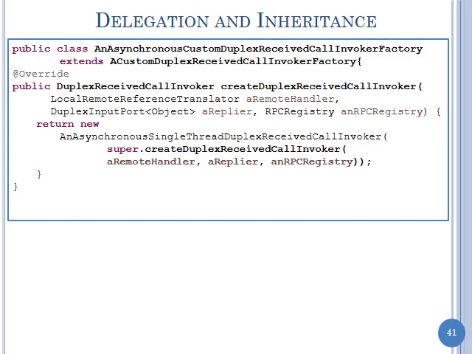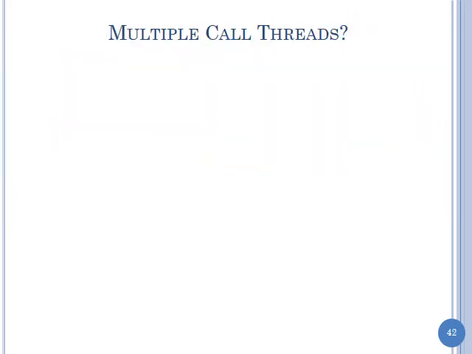Okay. Now that's an asynchronous custom duplex received call invoker that I provide. You could have written your own asynchronous call invoker that creates not one thread but works like RMI, creating a separate thread for each call. Okay. So that's what I want to talk about. So we could create a call invoker like that.